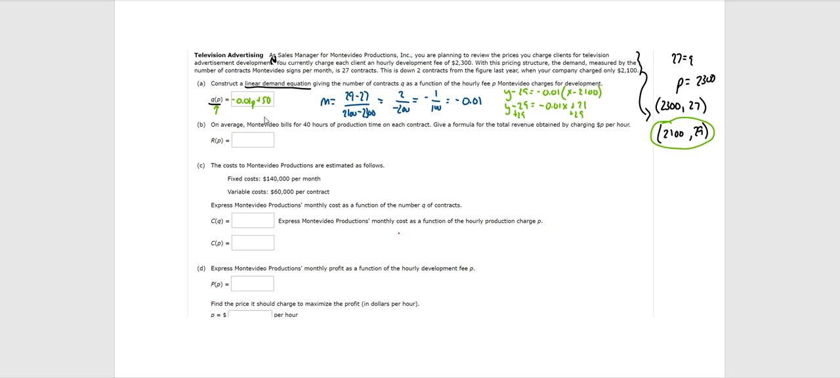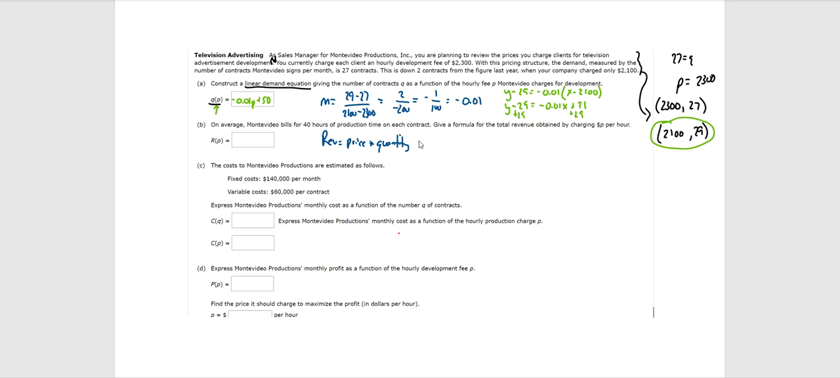Now, fantastic. So I've used all this information to construct my linear demand, and since I've used up all that information, probably the rest of it is just going to build on itself. Let's see. On average, Montevideo bills for 40 hours of production time on each contract. Give a formula for the total revenue obtained by charging P dollars per hour. Well, what is revenue? Revenue is always price times quantity.